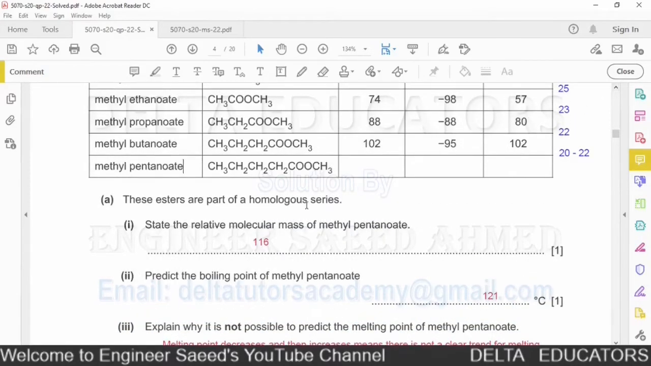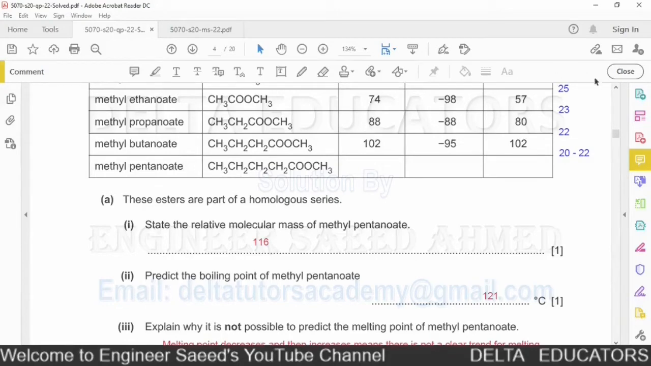Here we have to find out the molecular mass of methyl pentanoate. The structure is given. So to calculate the relative molecular mass of methyl pentanoate, we just have to add the mass of all the atoms present in this structure. Now the total molecular mass will be 116. So the relative molecular mass of methyl pentanoate is 116.